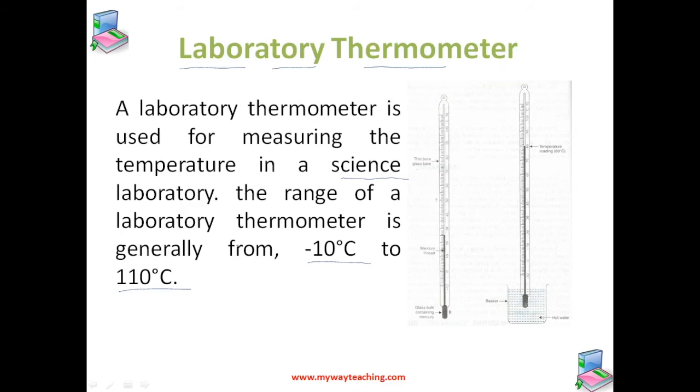And the range of the laboratory thermometer is also minus 10 degrees Celsius to 110 degrees Celsius. Which means the common laboratory thermometer can measure a lowest temperature of minus 10 degrees Celsius, isn't it? And the highest temperature of 110 degrees Celsius. These two are the minimum and maximum ranges.